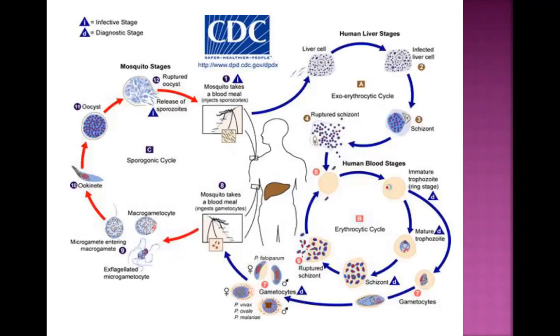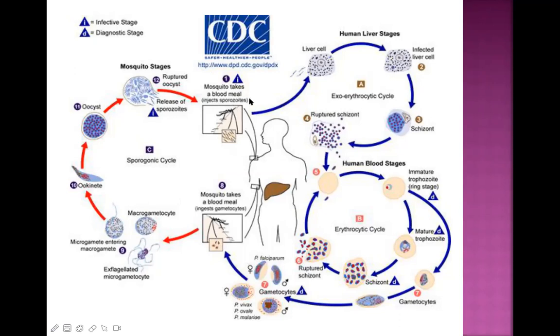Now, let's revise all those things which we have discussed till now with the help of this diagram or flowchart. Okay, you can see here very clearly. This is developed by the CDC, the Centers for Disease Control. Now see here. Let's start from the mosquito. Number one, the mosquito. Which mosquito is this? Female Anopheles mosquito. It takes a blood meal.